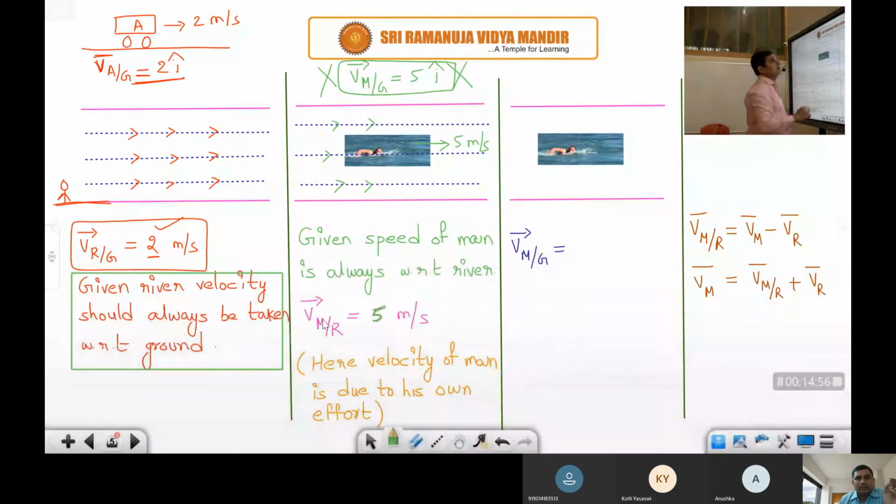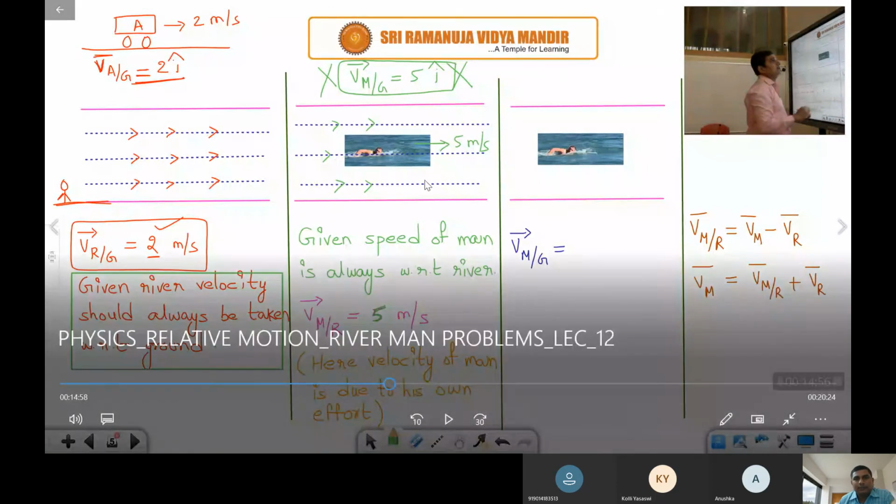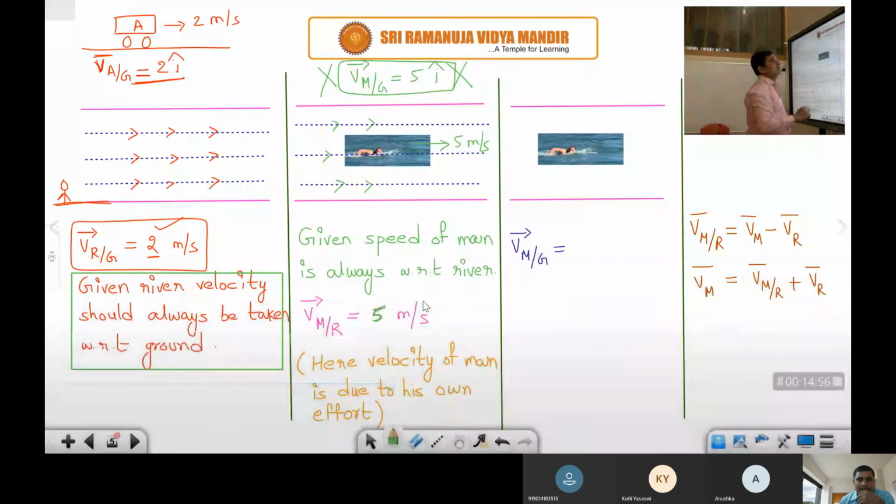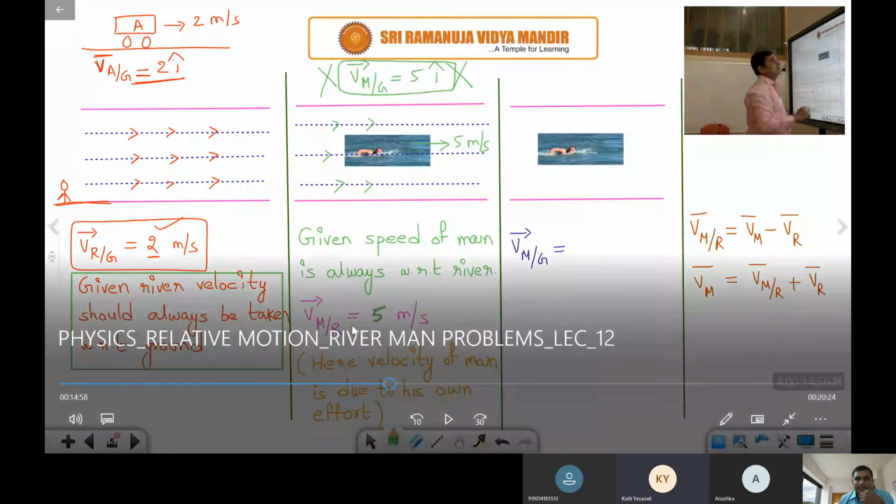Make it as a point. So let us say in the problem they told that river velocity is 2 meters per second and man's velocity is 5 meters per second. So we should take the man's velocity as velocity of man with respect to river is 5. Basically it is nothing but his own effort. I'll explain afterwards what is meant by this own effort. And now they'll ask us to find out the velocity of man with respect to ground.